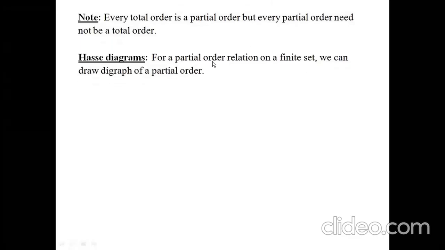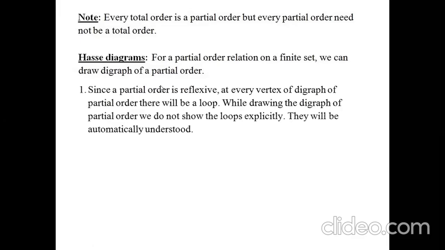So for any set which is a partial order relation on a finite set, we can always draw the digraph of the partial order. And in order to draw the diagram, we apply the following conditions. Since a partial order is reflexive, at every vertex of the digraph of a partial order, there will be a loop. So in order to say it is a partial order, it has to satisfy three conditions: reflexive, antisymmetric, and transitive.